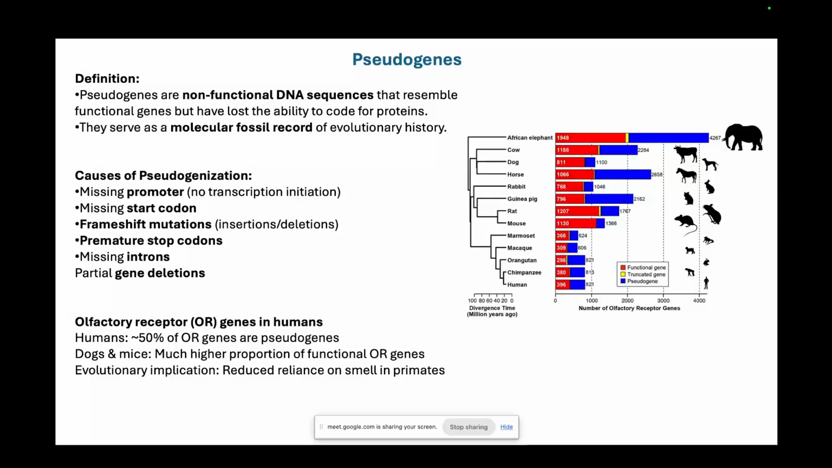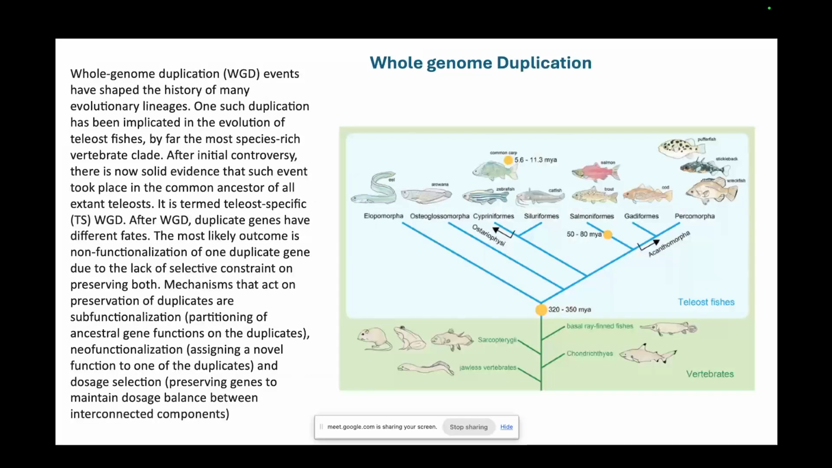Okay, so generally this is how pseudogenization happens, right? Another way to change the genetic dose, or the functionality of the gene, is whole genome duplication. As the name sounds, it is going to fully duplicate a part of the genome or even the whole genome. One example of that is the evolution of teleost fishes, which are the most species-rich vertebrate clade in the whole animal kingdom, right?